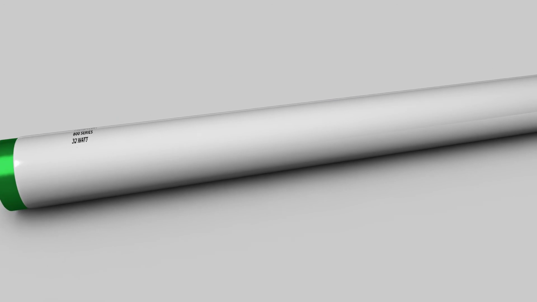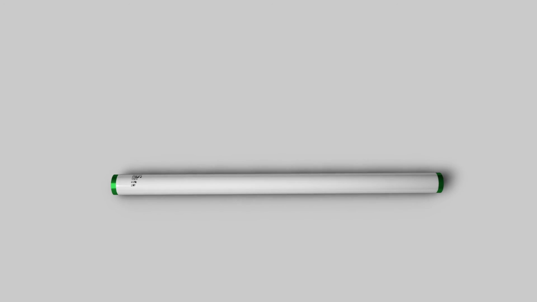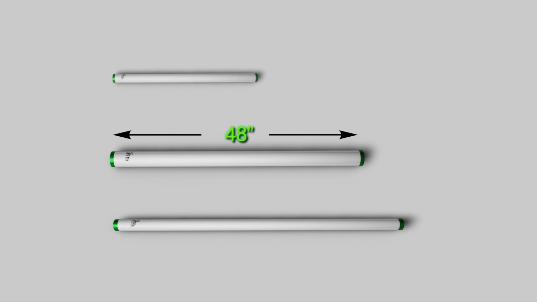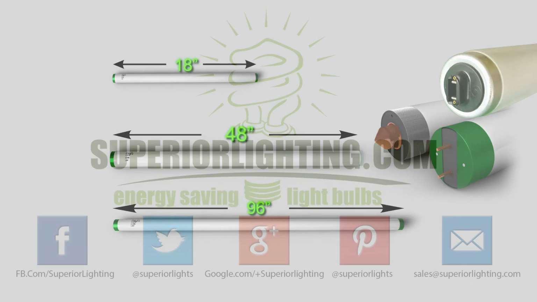Finally, double check your bulb's length. The F34T12 is a 4-foot bulb, but T12s are available from 18 to 96 inches in either 2-pin, single-pin, or recessed double contact connector bases.